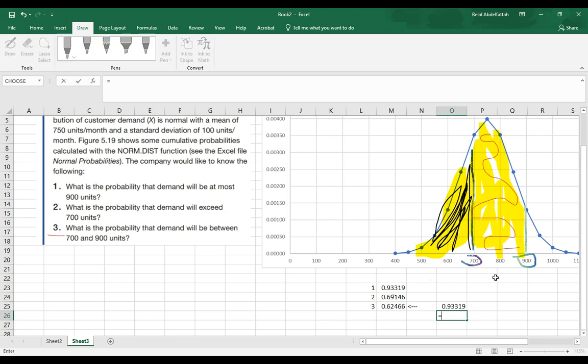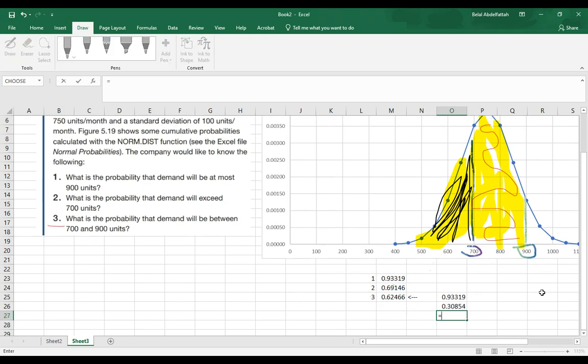And then I'll do the same thing. I'll get this norm.dist, but this time I'll put 700 units. I have two probabilities, one for 900 and one for 700. These are cumulative, right? So here is a 900 and to the left. Here's a 700 and to the left. Now, if I were to subtract those two probabilities from each other, I get the same probability that I got here.